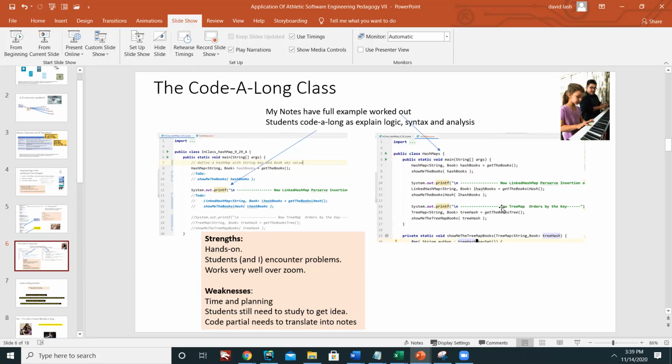What are the syntaxes you need to know? Things like that. So I have to pull that out of them to get something out of that class.